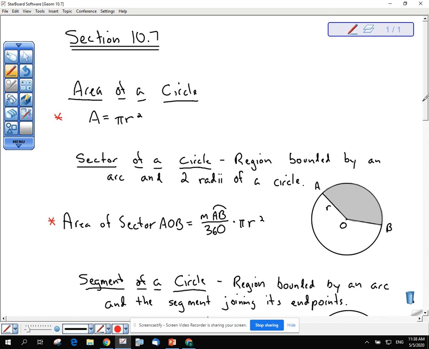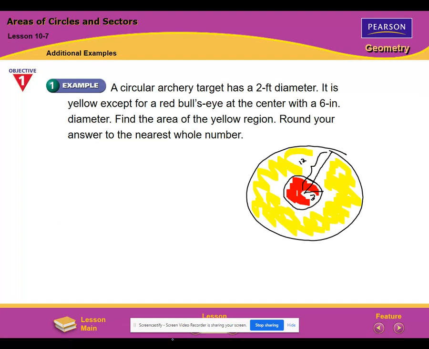Anyway, will the homework ask you to calculate just the simple area of a circle, just pi r squared? Yeah, it might, and I could ask that on an assessment too. This one will give you a little bit more of a challenge. It says a circular archery target has a 2-foot diameter. It is yellow except for the red bullseye. I tried to draw it here. Red bullseye at the center with a 6-inch diameter. Find the area of the yellow region and round your answer to the nearest whole number.